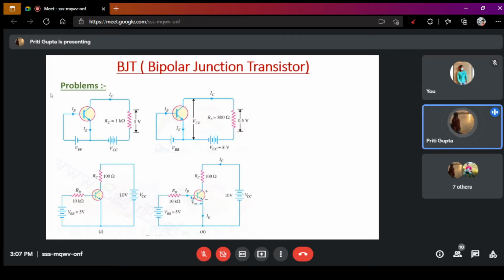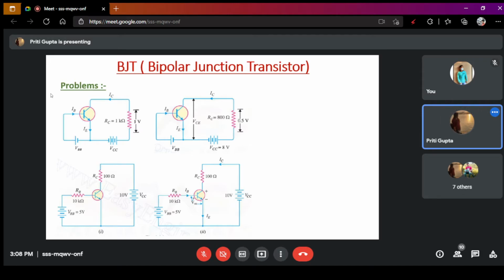Is the drawing part done? Now focus on the question. What do we need to calculate? Base current. Fine. What is the relationship between base current, collector current and beta? Beta equals IC by IB. Very good. Or IB is equal to IC by beta, right?